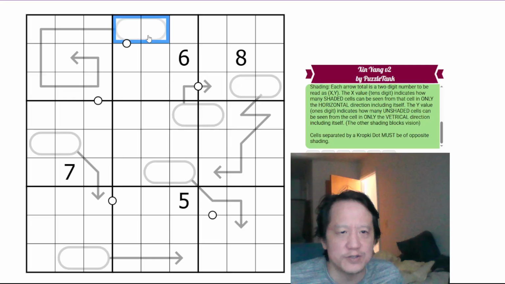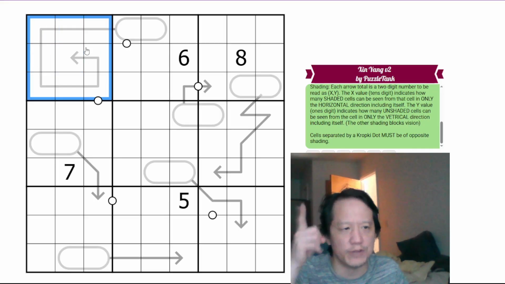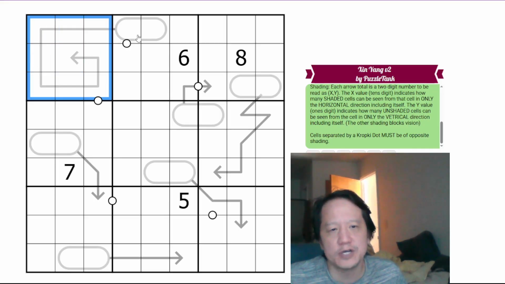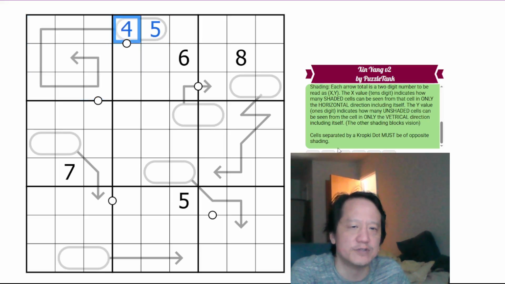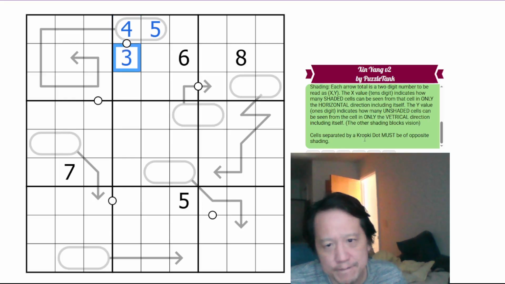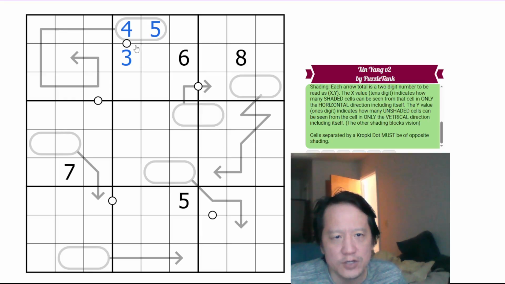Okay, the sum of these two digits is equal to the sum of all the digits in this box, which is guaranteed to be 1 through 9. So 1 through 9 adds up to 45, so this is 4 and this is 5. This is consecutive with 4, so this must be 3. These are of different shadings here.